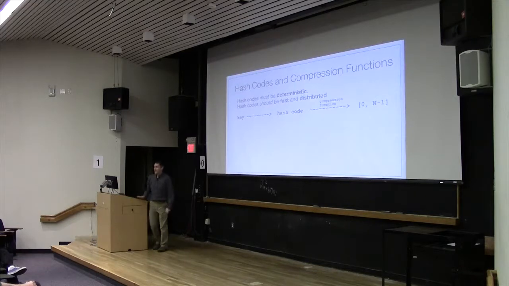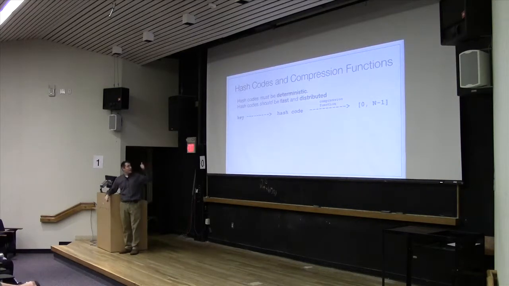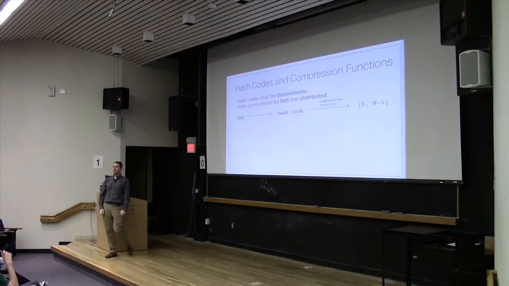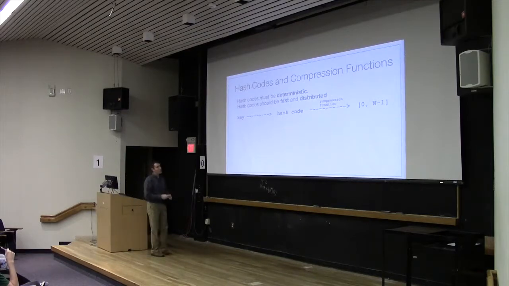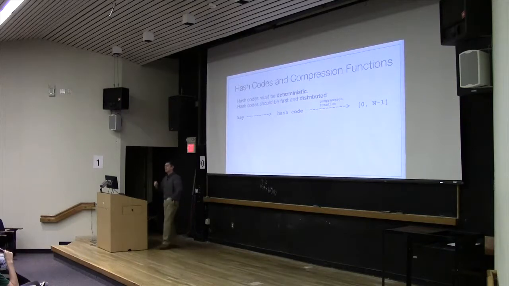So a couple things on hash functions that we've already talked about. Hash codes themselves must be deterministic, and they should be fast and distributed. We really haven't talked about distributed too much yet. What you want is to distribute the values through those buckets.